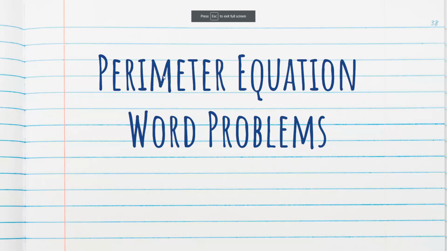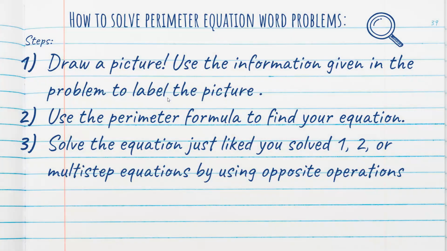Perimeter equation word problems. First of all, remind me, how do we find the perimeter of a shape? Add all the sides, right? However many sides it has, we add them all together.